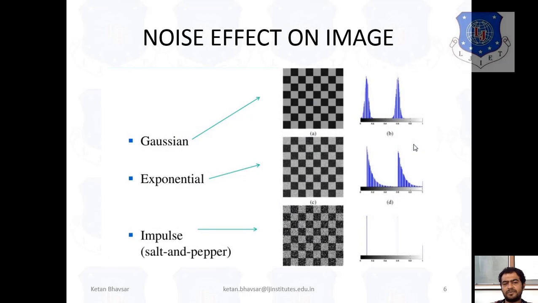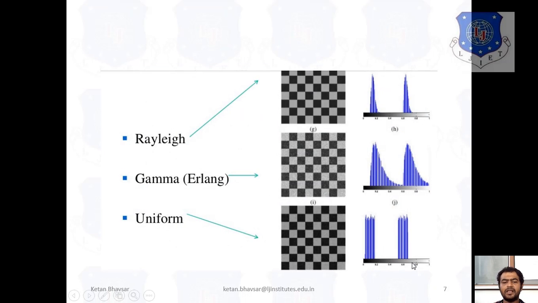Gaussian noise. Before starting, as you can see, we have different types of noise that are added to a particular image, and they look like this. In Gaussian noise, the histogram of the image looks like this. In exponential noise, your graph looks like this. In impulse noise, in terms of salt and pepper, where you add some black and white dots, it looks like this. In Rayleigh noise, it looks like this. In gamma noise, it looks like this. In uniform noise, it looks like this.